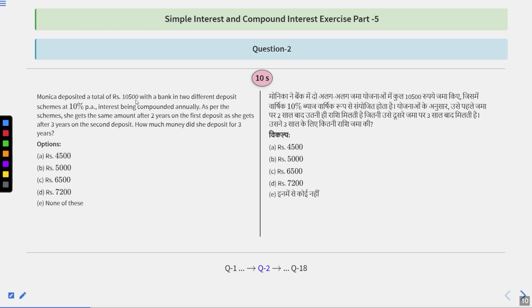Monica deposited a total of rupees 10,500 with a bank in two different deposit schemes at a rate of 10% per annum, interest being compounded annually. As per the scheme, she gets the same amount after 2 years on the first deposit as she gets after 3 years on the second deposit. How much money did she deposit for 3 years? You have 5 options and 10 seconds to analyze the question. Your time starts now.